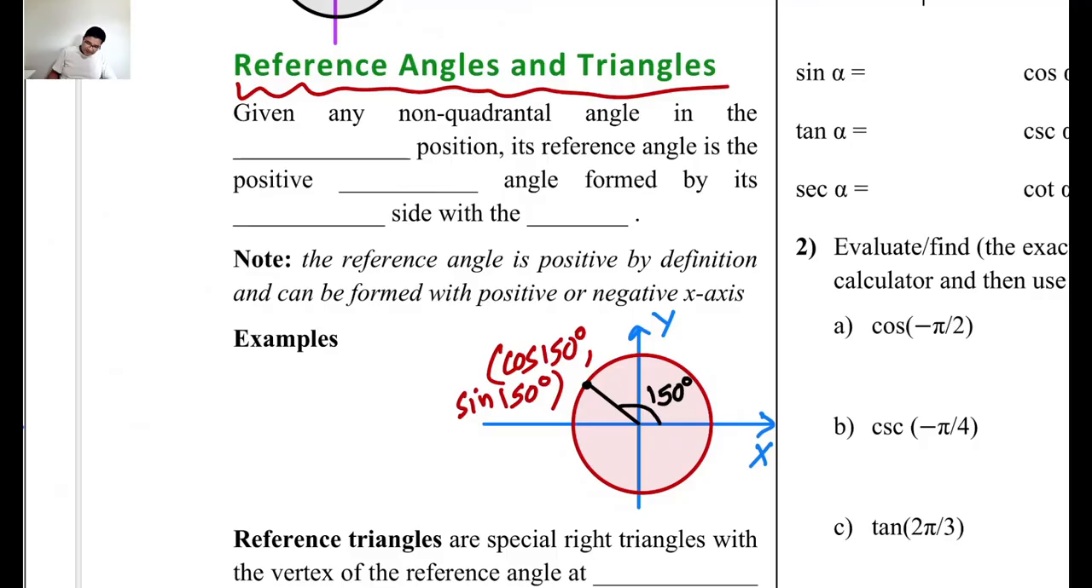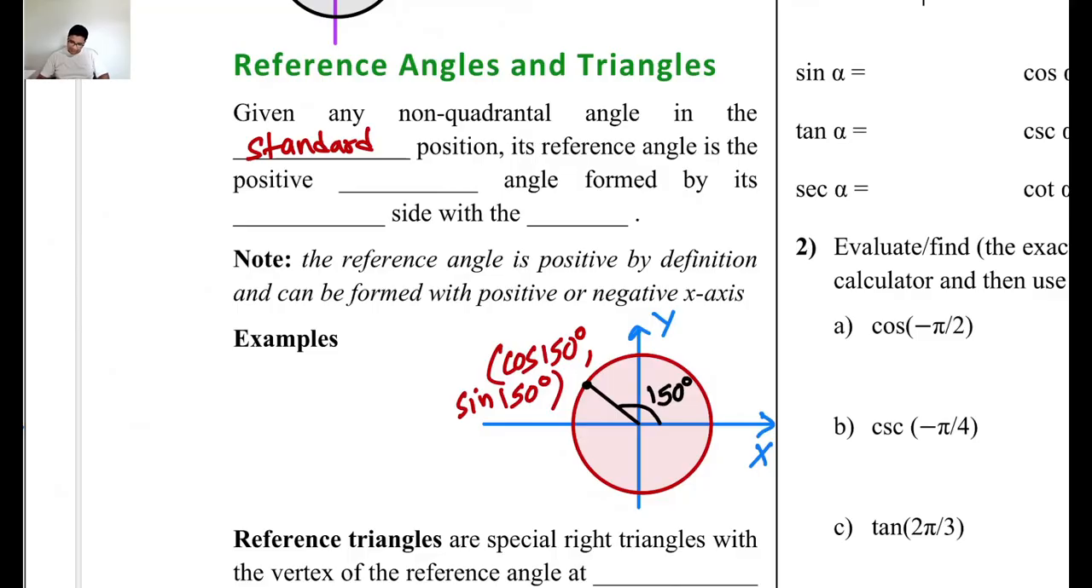What is it? Given any non-quadrantal angle, so not 0 degree or 90 degree or 180 or 270. Okay. So something in between. Non-quadrantal angle in the standard position. Oh, sorry. I should say non-standard position. Oh, no, my bad. Standard position. What I mean is not in the first quadrant, could be in any quadrant. That's what I meant. I said non-standard. No, it is the standard, but could be in any quadrant.